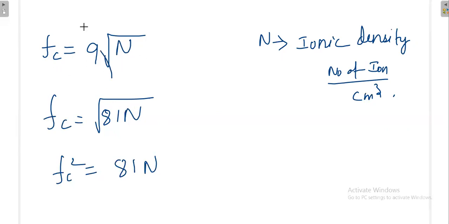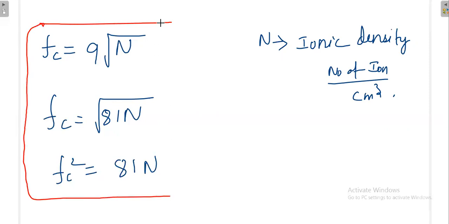Is the formula correct, sir? Anybody? I hope this is the formula. Yes, sir. Okay, please remember this. This is very, very important from the exam point of view. They will ask questions from this.